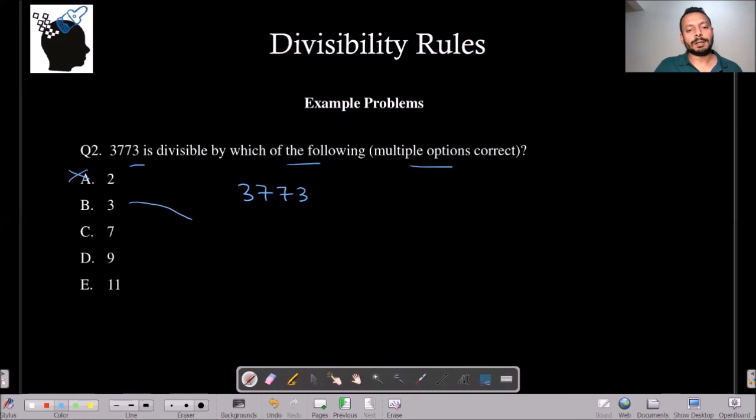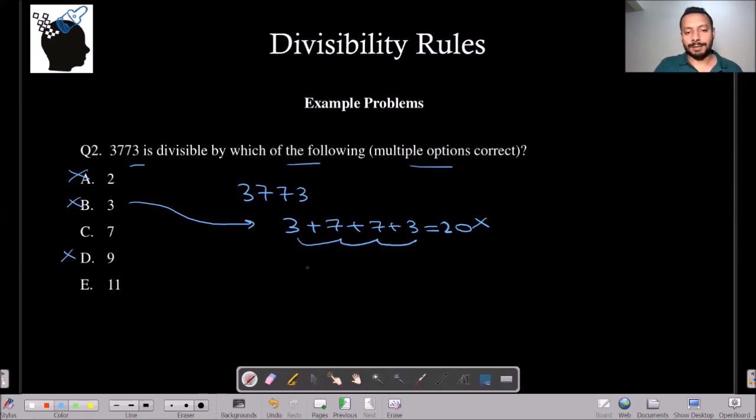Let's try with 3. So 3 plus 7 plus 7 plus 3, which is nothing but 10 plus 7, 17 plus 3 is 20. We know 20 is not divisible by 3. So that means 3773 is not divisible by 3. Let's try with 9 also quickly now, because we know the sum of the digits is 20 and 20 is not divisible by 9 also. That means 3773 is not divisible by 9 also.